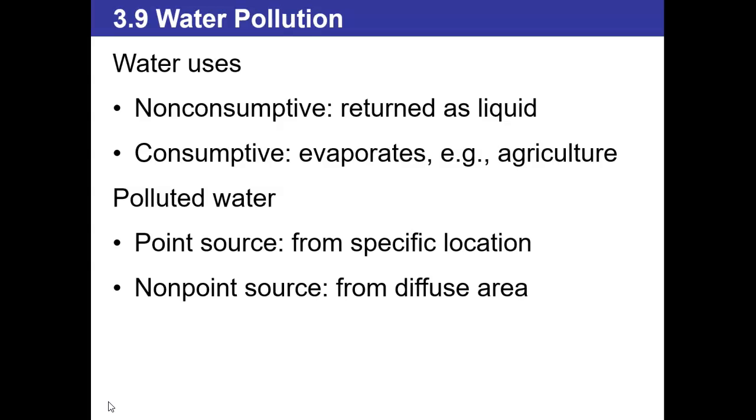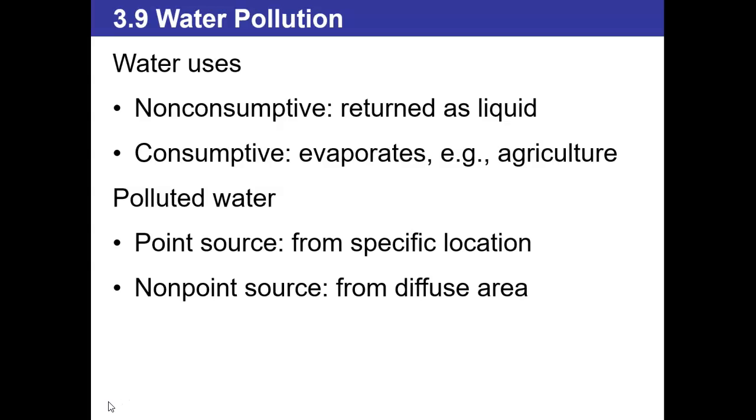Consumptive water, on the other hand, is the use of water that evaporates rather than being returned to nature as a liquid. Most agricultural uses are consumptive because the water is used primarily to supply plants that transpire it and therefore cannot be treated and reused.